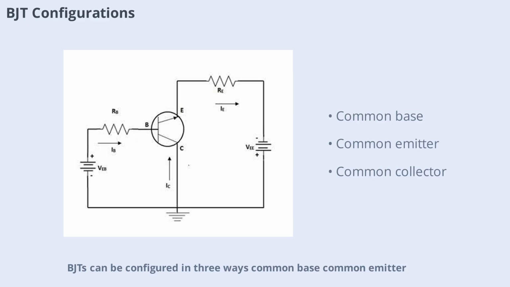BJTs can be configured in three ways: common base, common emitter, and common collector. Each configuration has unique input and output characteristics, affecting gain and impedance. The common emitter configuration is widely used for amplification, as it provides high gain. Understanding these configurations helps in selecting the right setup for specific circuit requirements.